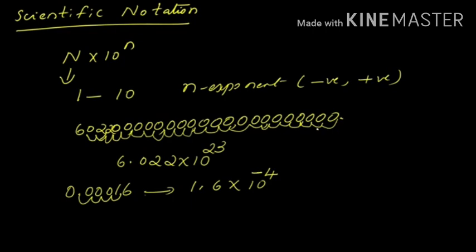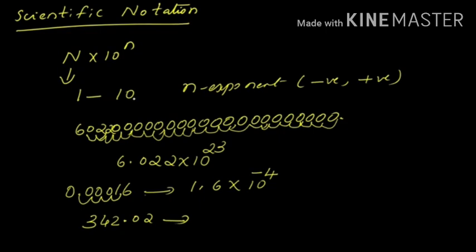If the decimal point is shifting towards the left side, then we'll be using a positive sign, and if we are shifting it towards the right, then we'll be using a negative sign. Okay, so this is the scientific notation of the digit 0.00016. So we can do one more example. For example, 342.02. So what will be the scientific notation?